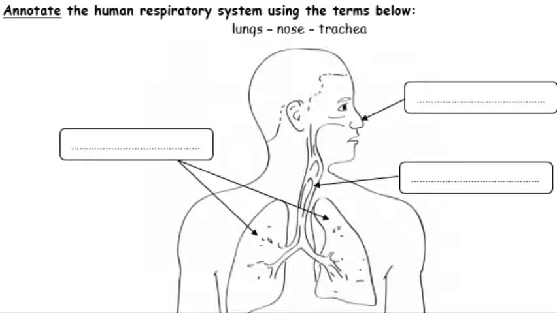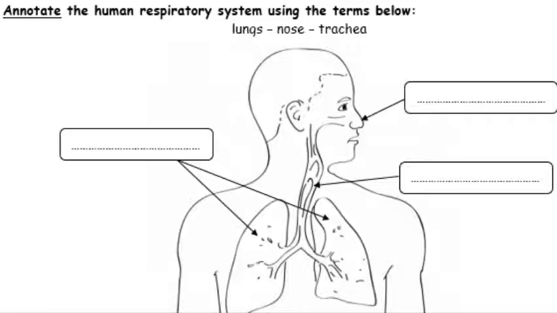Question 1 shows the diagram or the drawing of the human respiratory system, the system that controls the movement of oxygen and carbon dioxide in the human body. In this question, we have to label the diagram using 3 terms: lungs, nose, and trachea. As I mentioned in the lecture video, the human respiratory system is made of 3 different parts.